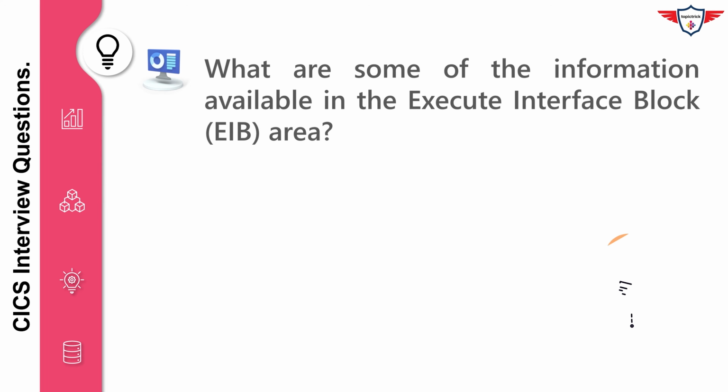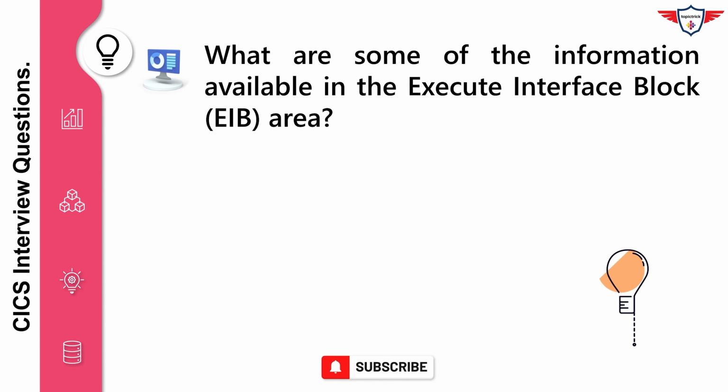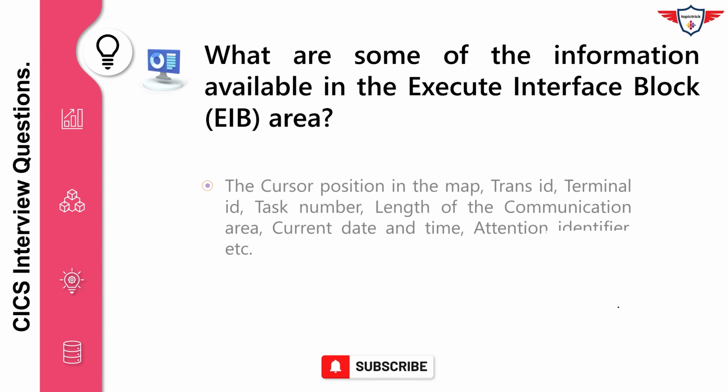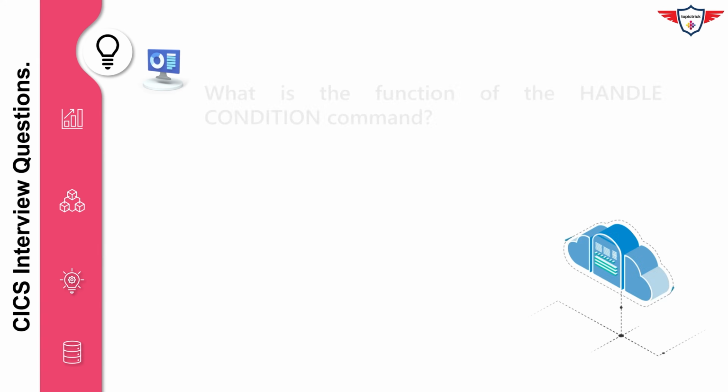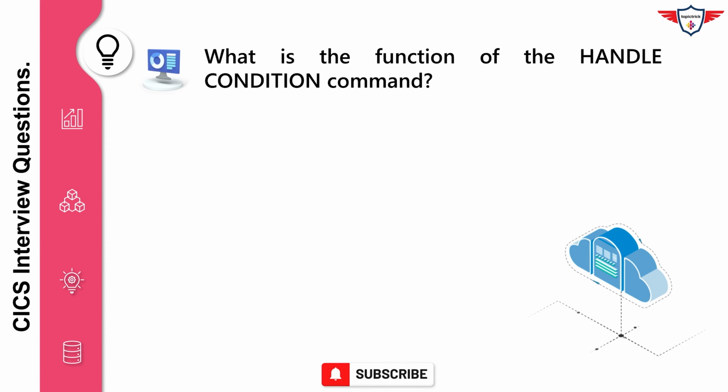What are some of the information available in the Execute Interface Block, EIB, area? The cursor position in the map, trans ID, terminal ID, task number, length of the communication area, current date and time, attention identifier, etc. What is the function of the handle condition command?